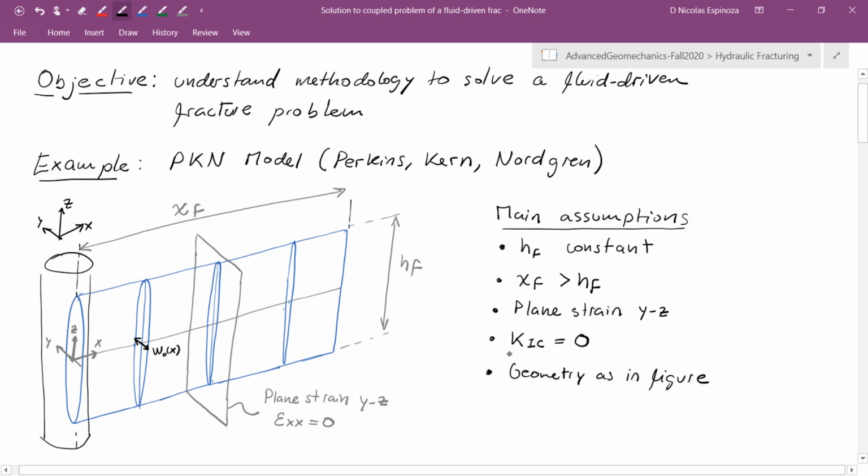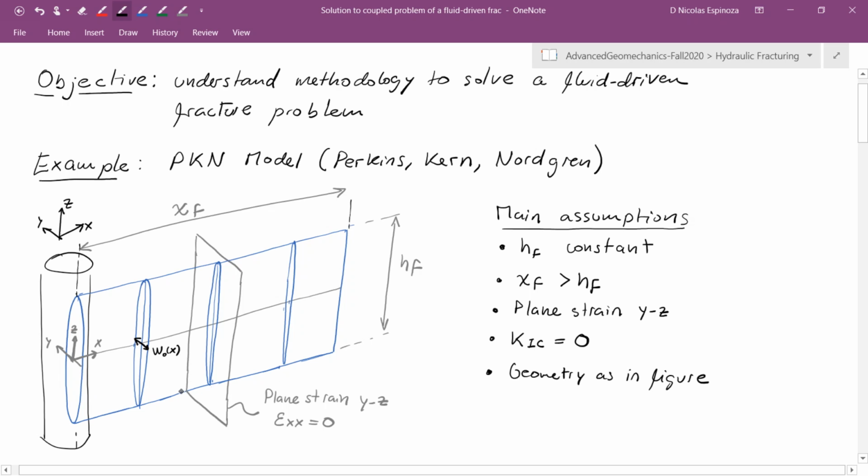So the PKN solution, we're going to see that it can be derived very nicely analytically for some assumptions. And then if you wanted to relax some of these assumptions, you could do that by understanding which are the steps that you have to relax and that you may have to change. All right, so the PKN model is derived from the names of Perkins, Kern, and Nordgren that came up with this simplified model to predict the propagation of a fluid-driven fracture.